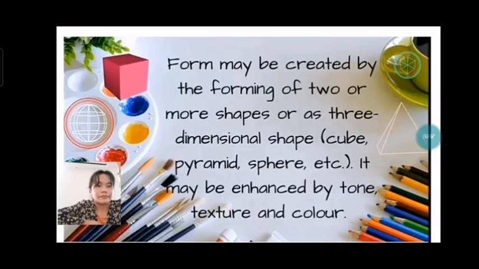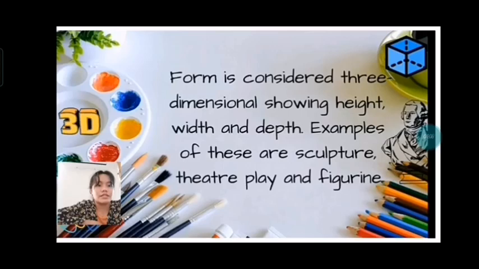Form. Form may be created by the forming of two or more shapes or as three-dimensional shape, cube, pyramid, sphere, etc. It may be enhanced by tone, texture, and color. Form is considered three-dimensional, showing height, width, and depth. Examples of these are sculpture, theater play, and figurine. Examples of form.